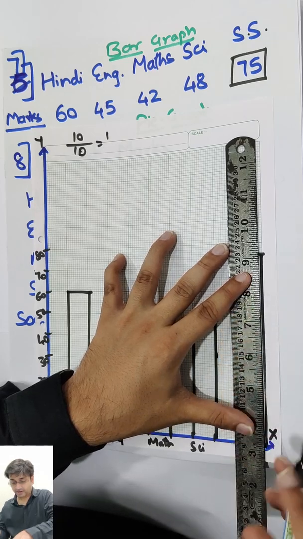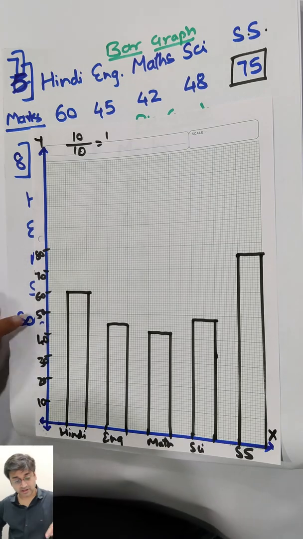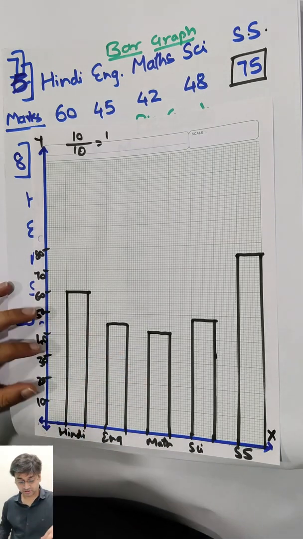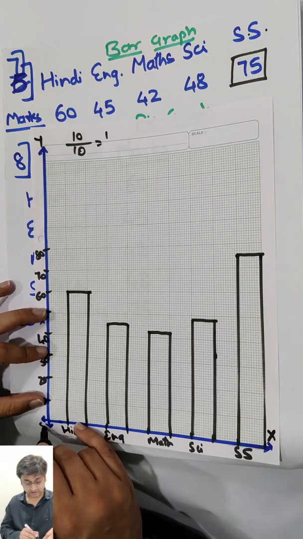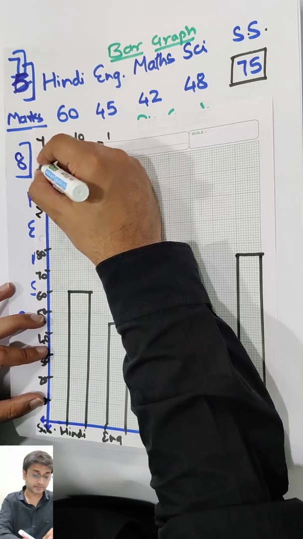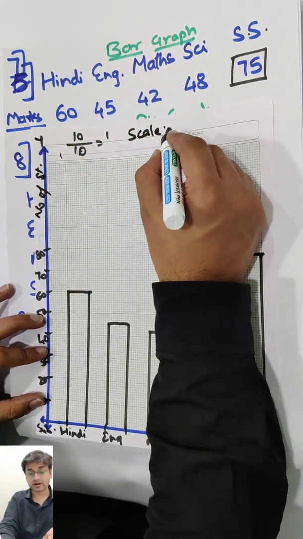So there we go with the bar graphs. So we finished step 1, that is X and Y. Step 2, the calibration. Step 3, the bars. And now step 4, decoration. So here these are subjects. So right over here somewhere subject, and here number of students. And finally the scale. This you need not show, this was only for our working.